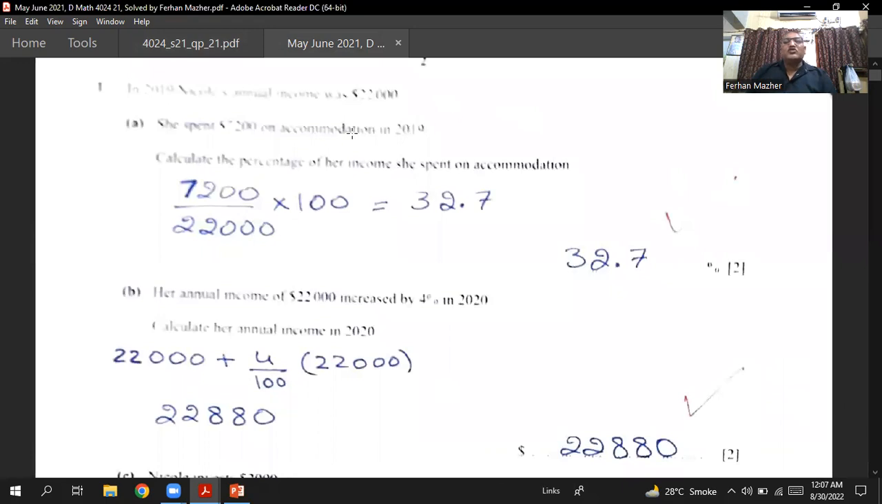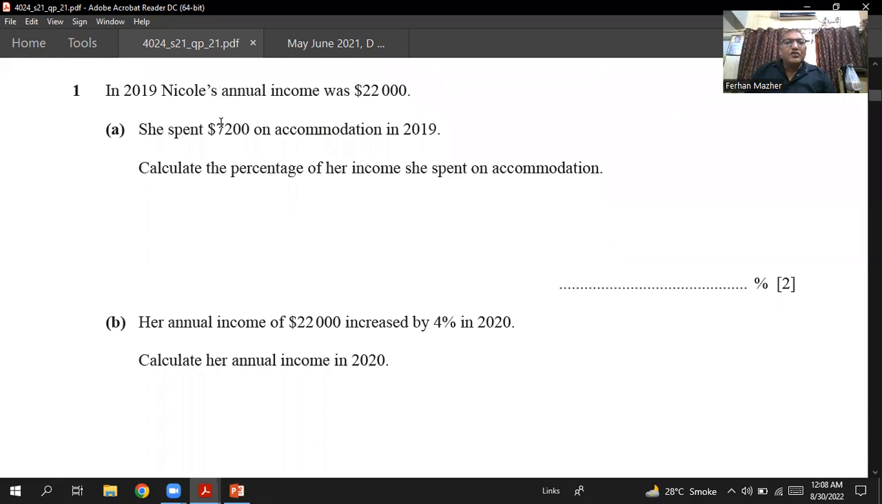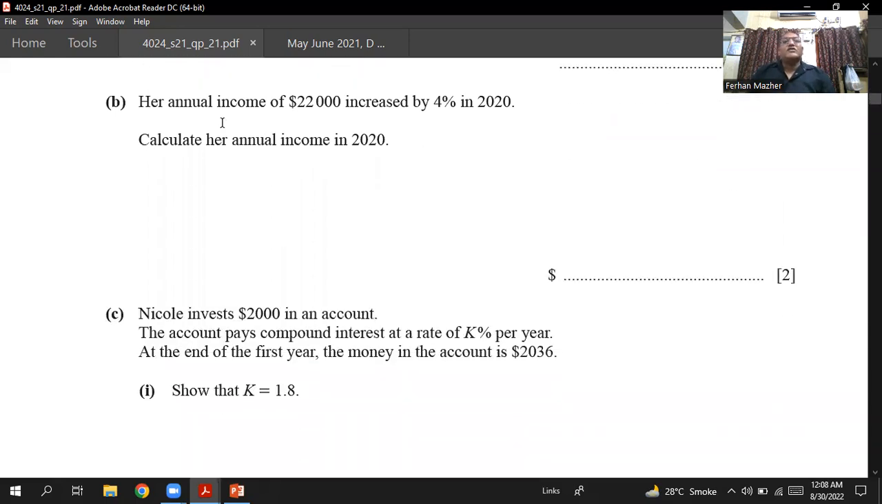Okay, so on your screen, the answer is showing up. So 7,200 divided by 22,000 multiplied by 100, you will get the answer 32.7. So that 32.7% is the right answer. Okay, the next part: her annual income of $22,000 increased by 4% in 2020. Calculate her annual income in 2020. Her income in 2019 is 22,000, and now it is increasing by 4%.